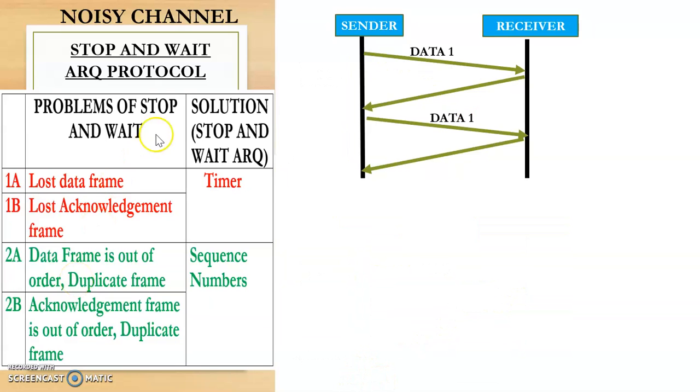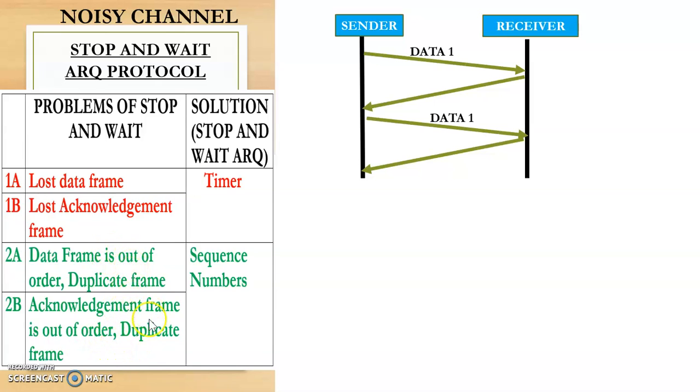Another problem of stop and wait protocol is that the data frame may be out of order or the data frame may be a duplicate frame, because in stop and wait protocol there is no way to identify a frame. Say for example over here the data frame is sent 2 times. Here the receiver will not know, because in stop and wait there is no way to identify the frames. Also the acknowledgement frame may be out of order or it may be a duplicate frame.